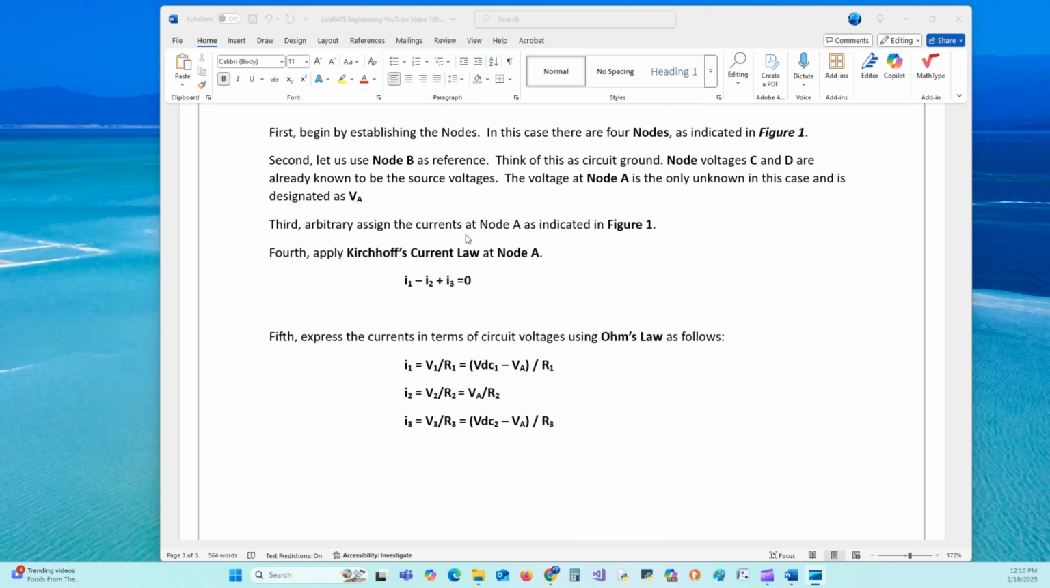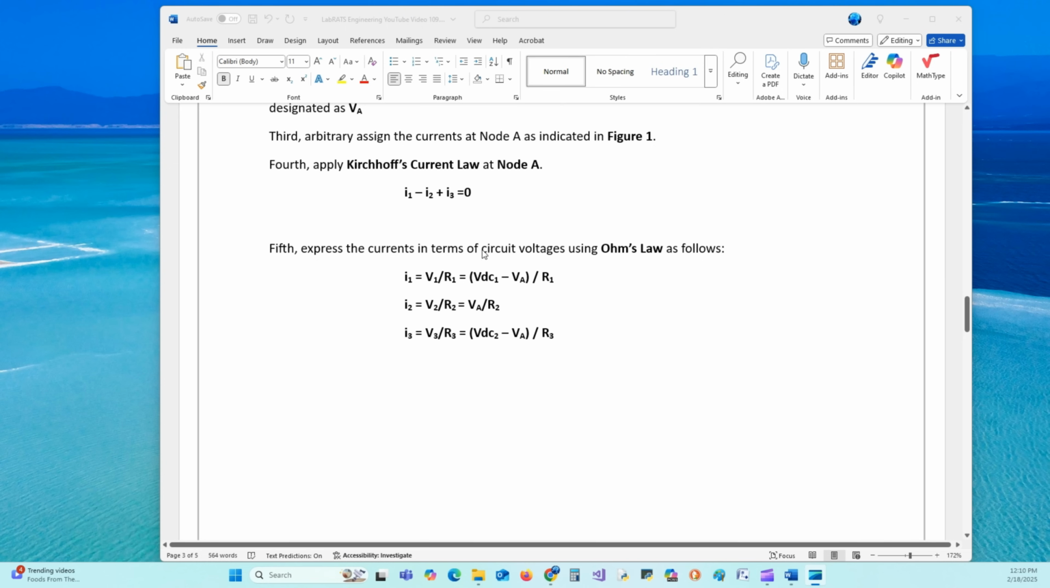Third, arbitrarily assign the currents at node A, as indicated in figure 1. We have done that. Fourth, apply Kirchhoff's current law at node A, which is I1 minus I2 plus I3 equals 0. I1 is positive, it's going into the node. I2 is negative, going away from the node. And I3 is positive, going into the node.